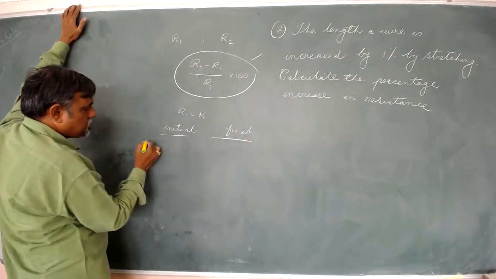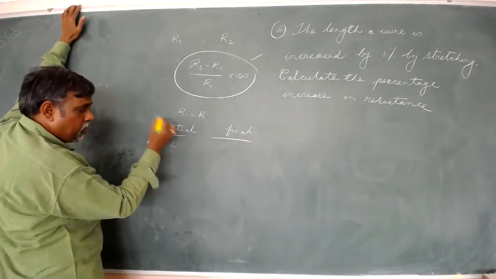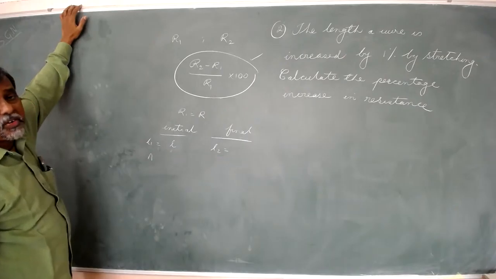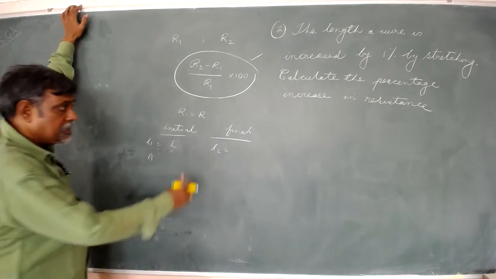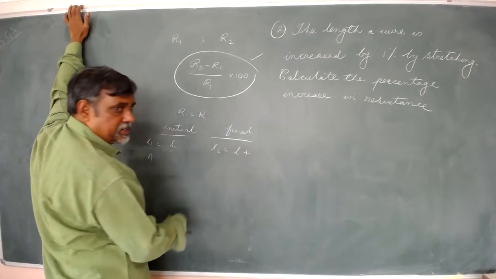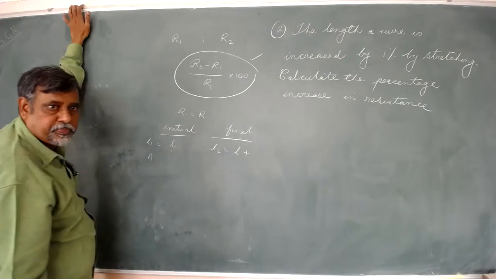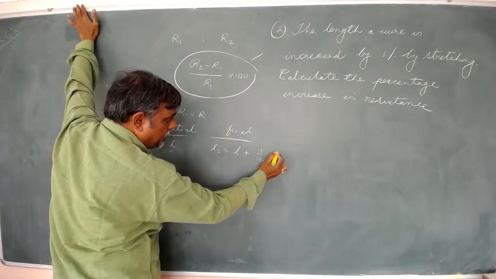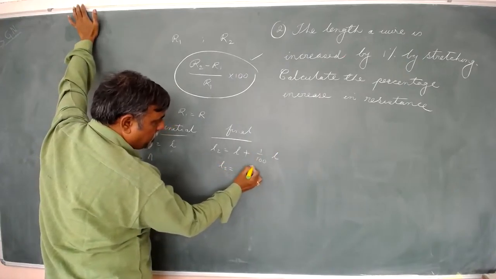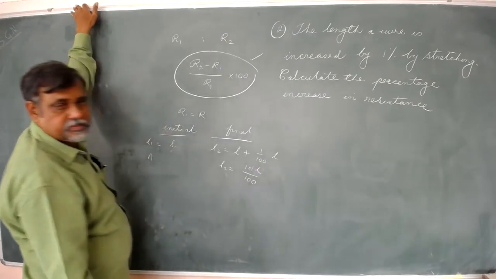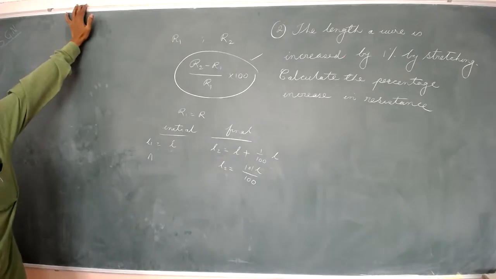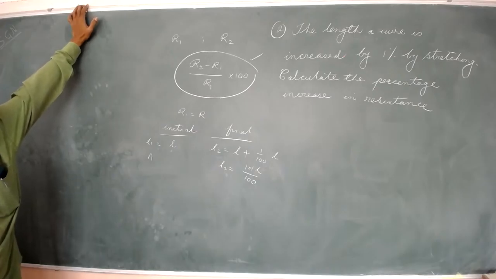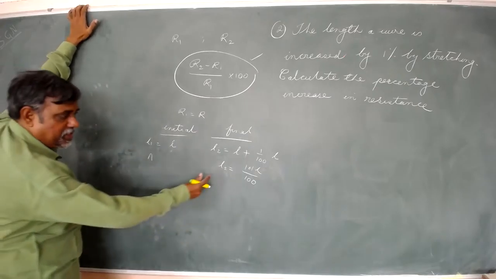Initial length L1 is equal to L. So final length L2 is going to be how much? It is increased by 1%. So the initial value is L, increased. If it is decreased, then minus. 1% of L means 1 by 100 of L. L2 is equal to 101 L by 100. Very simple.